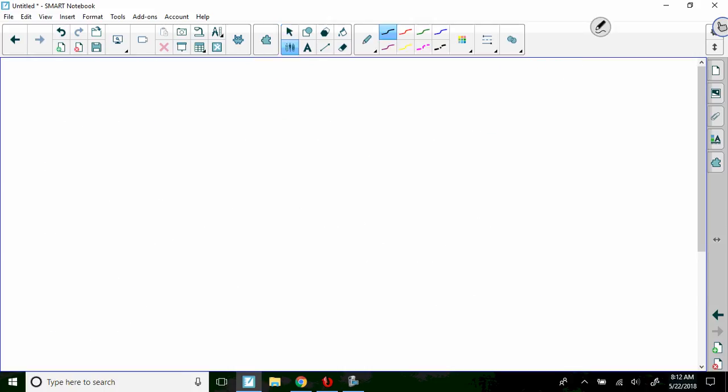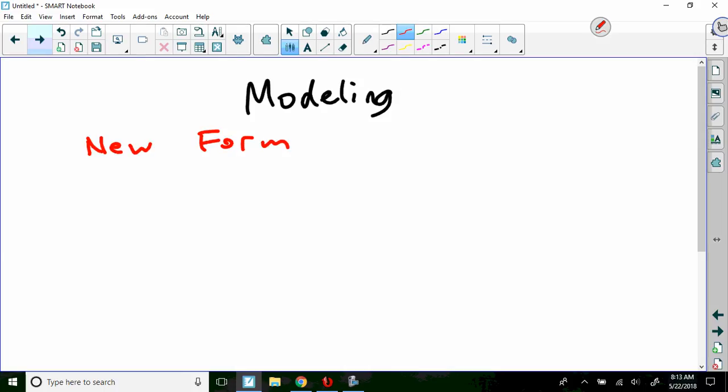So what I want to talk about now is modeling. Modeling. That's just a fancy way in mathematics to say writing an equation for a situation. In math, all modeling means is writing an equation for a situation. So there's a new form that I like to use. When we go to model, there's a new form that I love to use. And instead of writing y equals or f of x equals, a lot of times we write A of t.